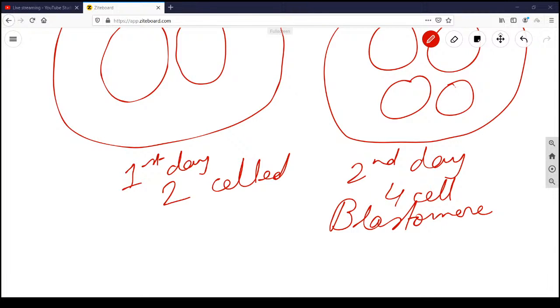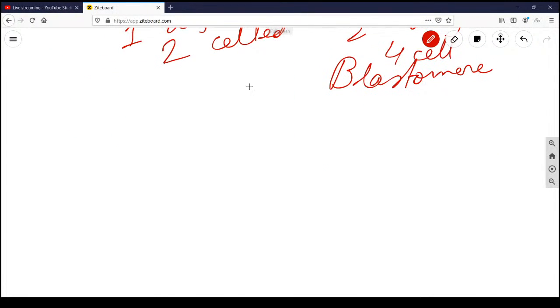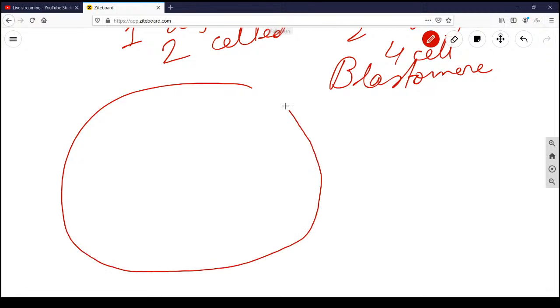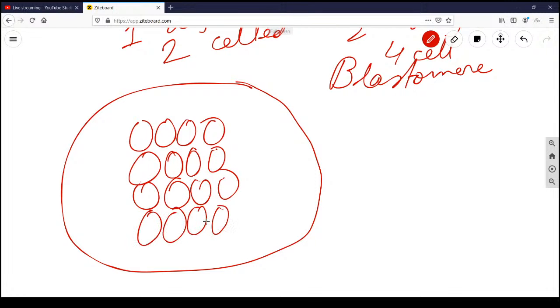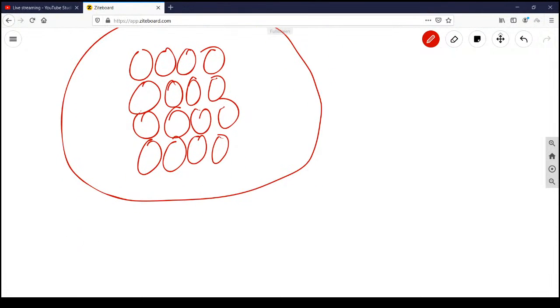Now it will keep on growing. It will keep on dividing. So it will become 16 cells in 3 days. If you draw a huge one like this, you can put 16 cells: 1, 2, 3, 4, 5, 6, 7, 8, 9, 10, 11, 12, up to 16. So this is the result of 3 days.